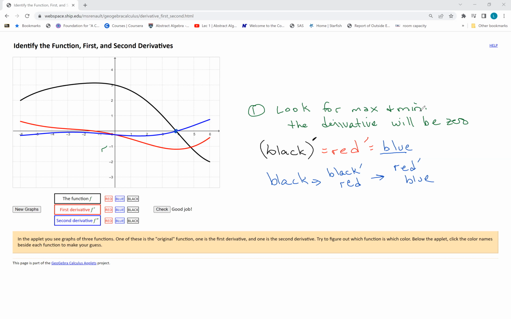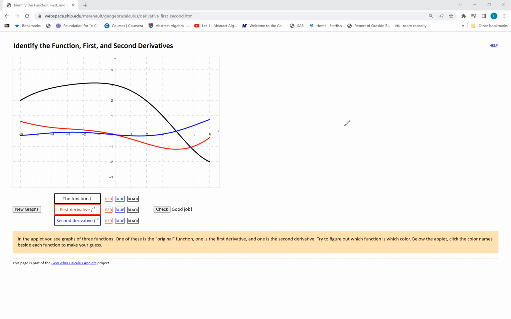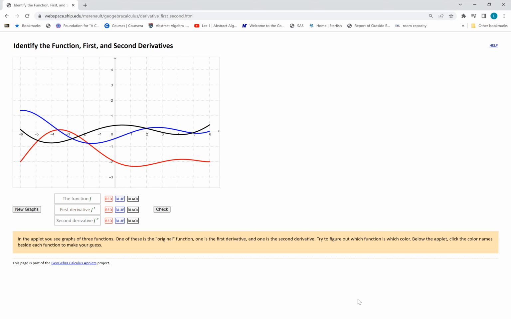So now let's clear this and we'll get a new function. And we'll see if we can get it right. So, hold on.